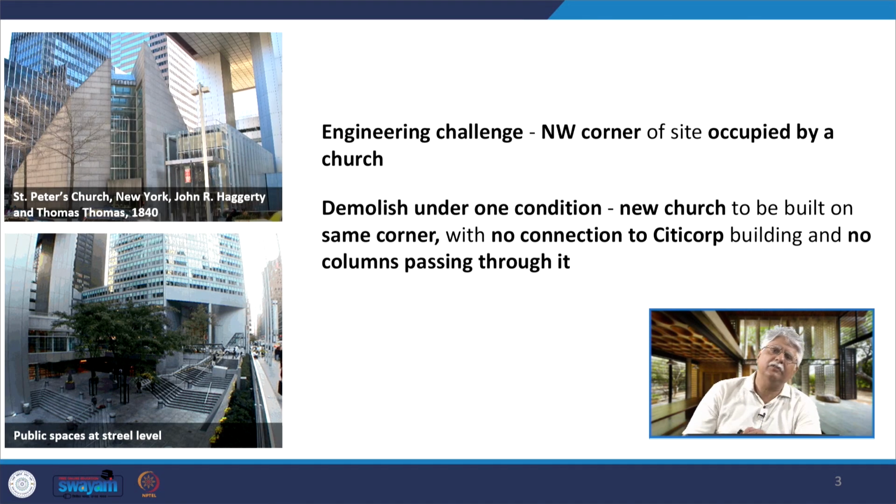The reason was that on the site there was a church building, and they were not willing to let go of that building or allow it to be demolished. Then came a kind of arrangement between them, and that was that we will allow you to build this building provided that you will demolish the church and erect the church at exactly the same spot. But in order to do that, the building had to come up in a structural mechanism that would not impinge in any way on the church building. No column was supposed to pass through the church building.